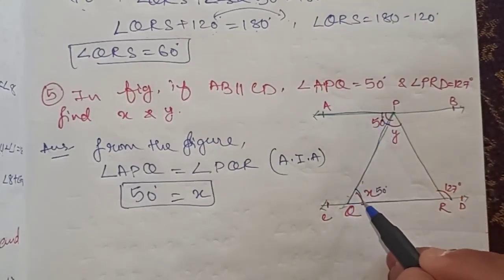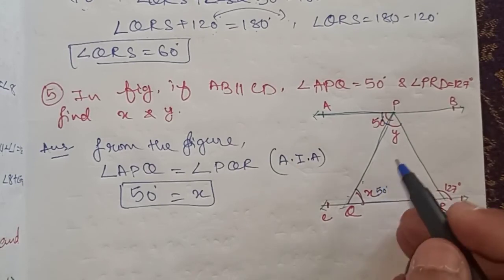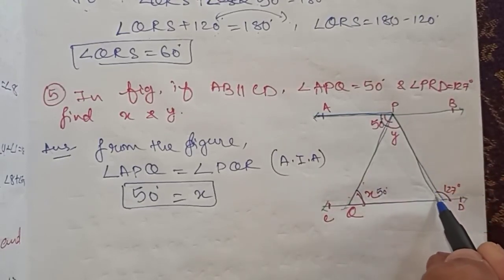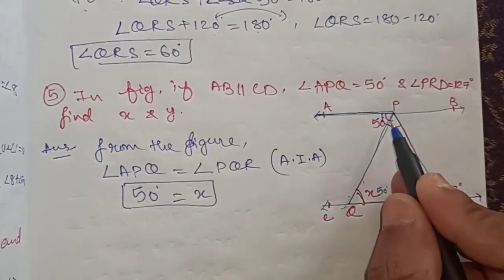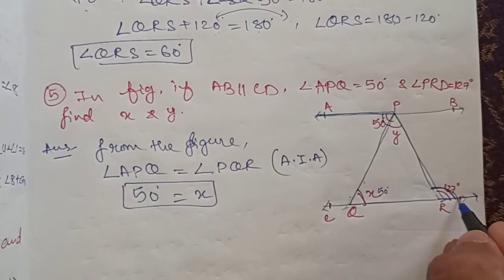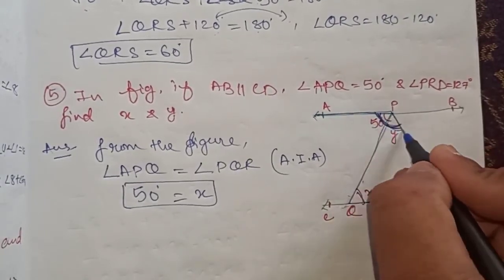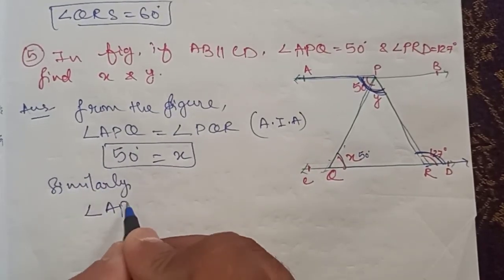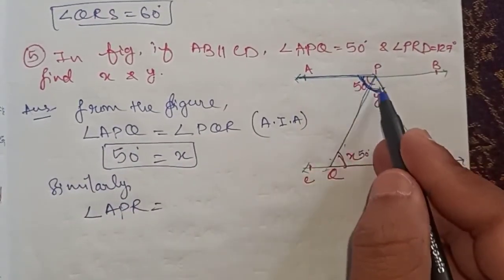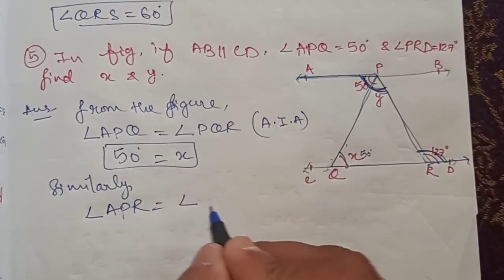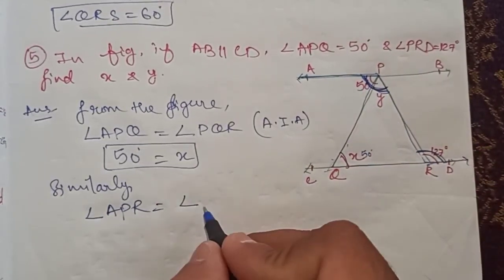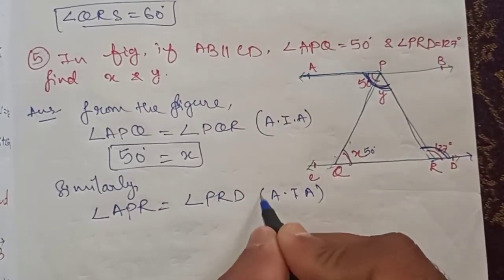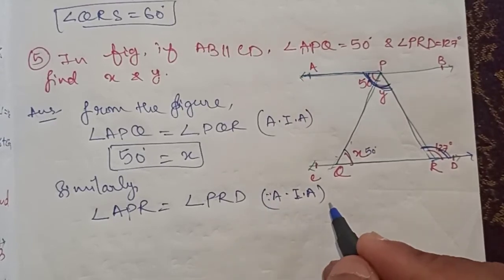Now this is one Z shape I said. One more Z shape is there. Look at here carefully. This line, is it going in this way? So this is also a Z shape. This angle equals this total angle. So similarly, angle APR equals angle PRD. Why? Because of alternate interior angle.